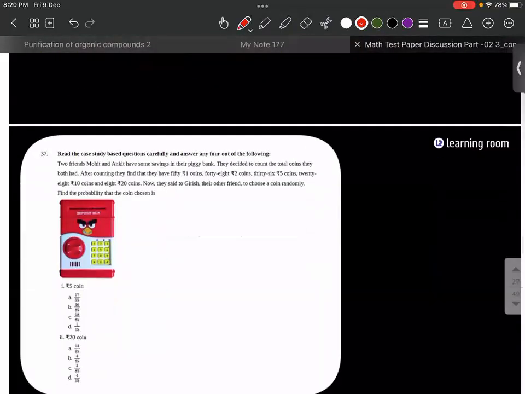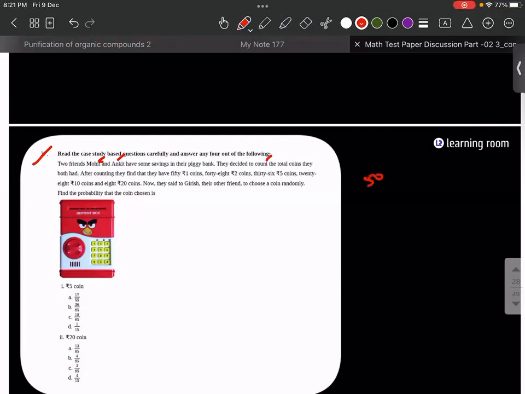Everything is right. Question 37. Two friends, Mohit and Ankit, have some savings in their piggy bank. They decide to count the total coins they both had. After counting, they found that they have 50 1 rupee coins, 48 2 rupee coins, 36 5 rupee coins, 28 10 rupee coins, and 8 20 rupee coins. Now they said to Girish, their other friend, to choose a coin randomly, find the probability that the coin chosen is a 5 rupee coin. So how much is the total coins they had?